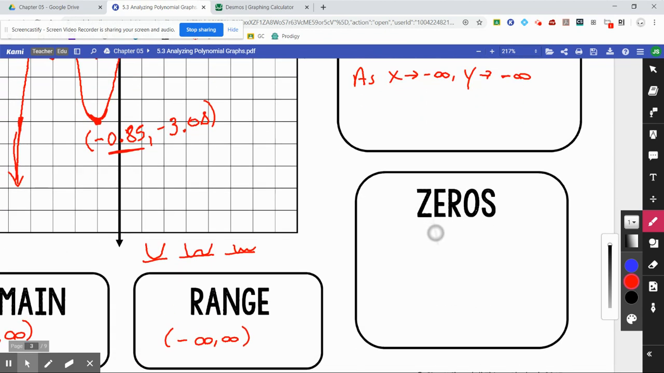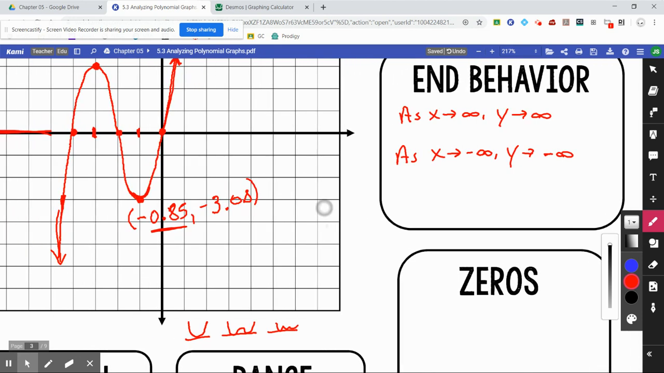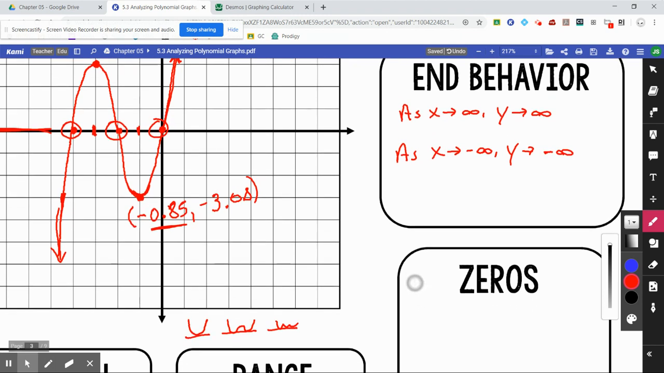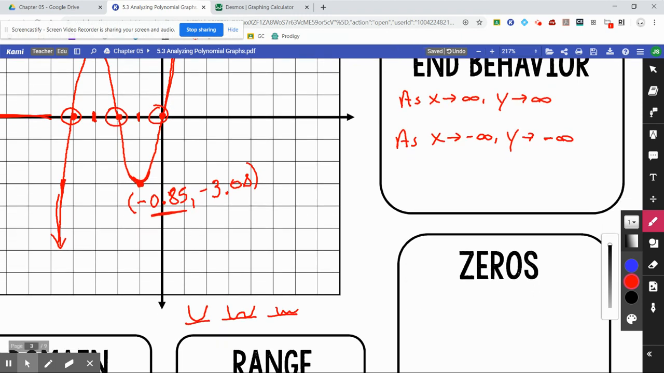Then finally, the zeros of this function, again, is simply where your function crosses the x-axis. A zero and an x-intercept is the exact same thing. In this function, because of its factors, the zeros of this function will be x equals negative 1, 2, 3, 4, negative 2, and 0.